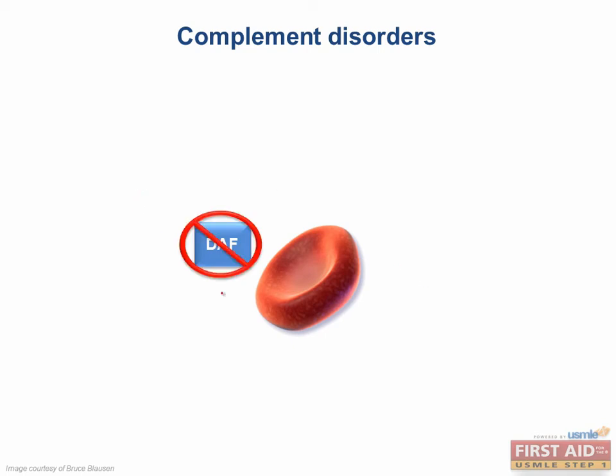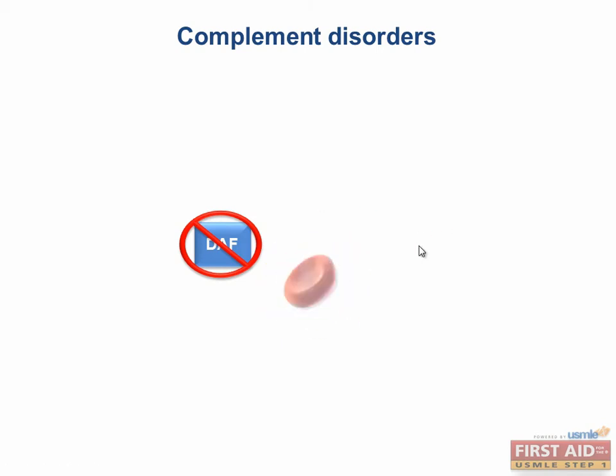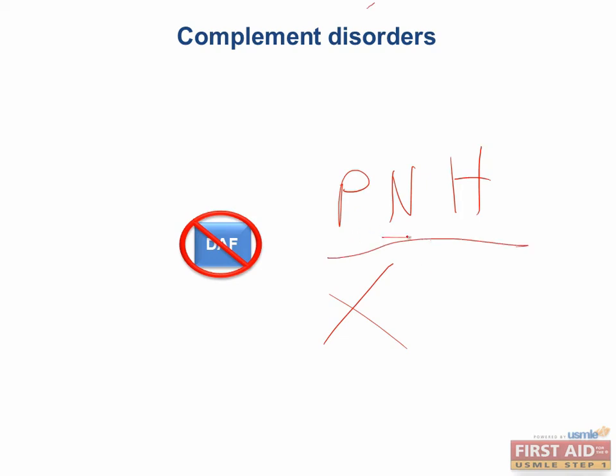So some people are lacking this decay accelerating factor, and thus complement can attack your own cells, and that is a problem. That disease is called paroxysmal nocturnal hemoglobinuria because we just saw there that red blood cell was killed and the hemoglobin will leak out into the bloodstream and you'll urinate it out. So, especially at night. That's why it's called paroxysmal nocturnal hemoglobinuria.